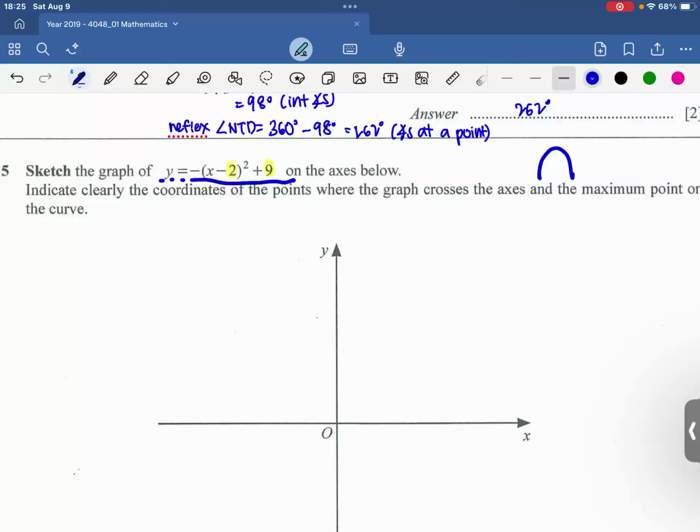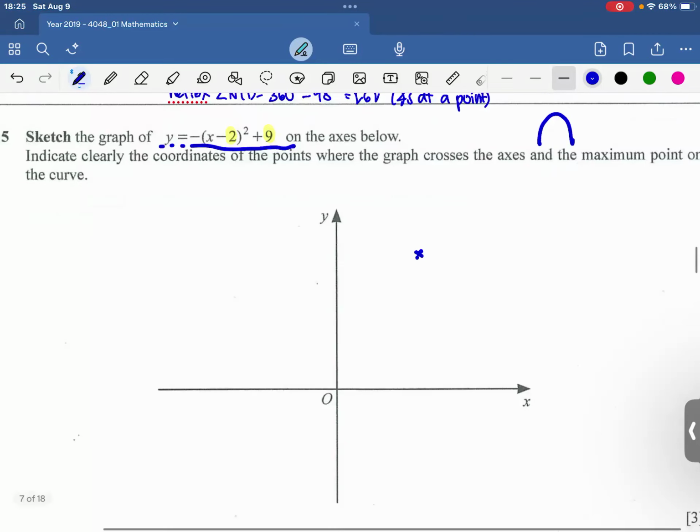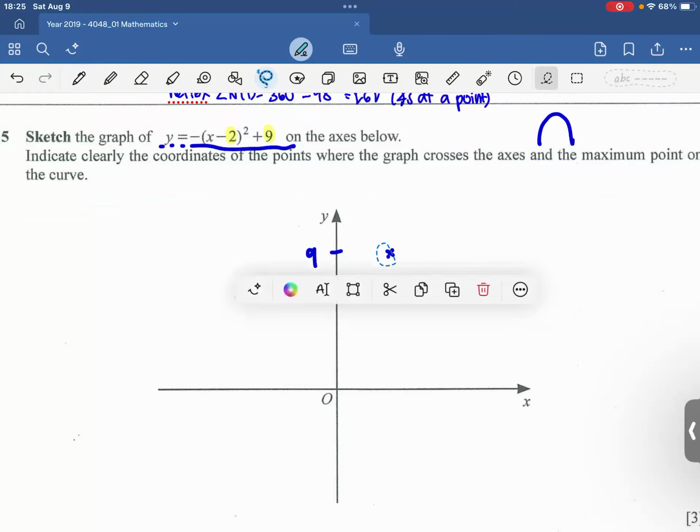So we know that roughly 2 and 9 is somewhere here. So we can just mark out here first. So we can say this is 9, and let me draw it closer to the x-axis. 9 and somewhere here is maybe 2.